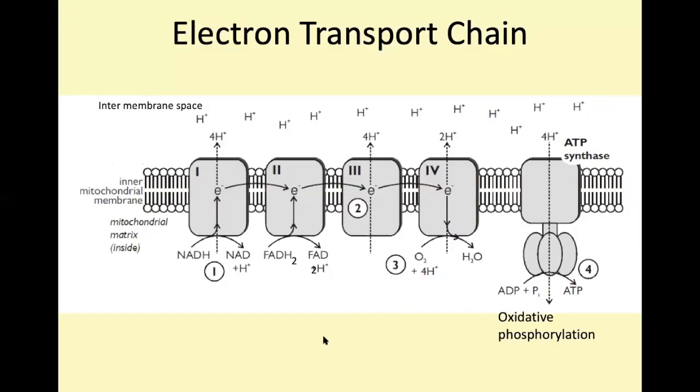A couple of things about the electron transport chain. Basic principle: NADH yields an excited electron and NAD plus H plus. The excited electron is going to provide the energy to transfer H plus ions to the intermembrane space in the mitochondria. Okay, it's building up a gradient of hydrogen on one side.